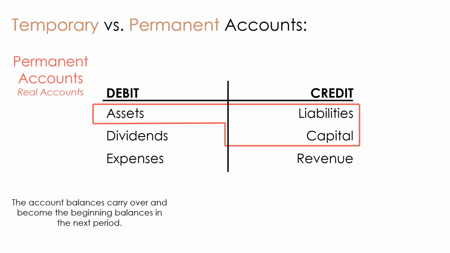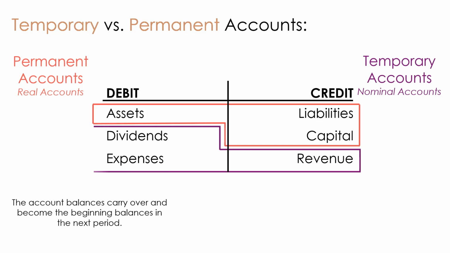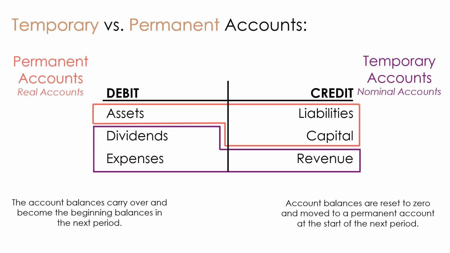On the other hand, temporary accounts, also known as nominal accounts, include revenue, expenses, and dividends or withdrawals. Their role is to measure performance over a specific period, whether a month, a quarter, or a year. Once that period ends, their balances are transferred to a permanent account, typically capital or retained earnings. Since they serve only a temporary purpose, their balances reset to zero at the start of the next period.